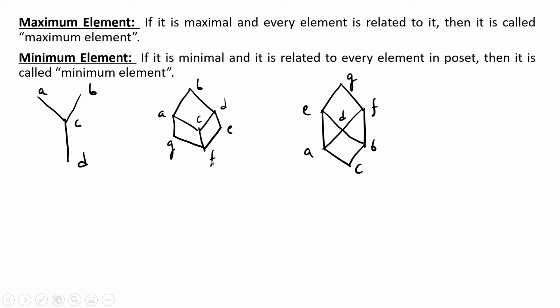And here you can see F is related to every element in the poset. F is related with G, F is related with E and C, A, D and B. So F is the minimum element. Here again C is the minimum element and G is the maximum element. G is maximal also and C is minimal also.